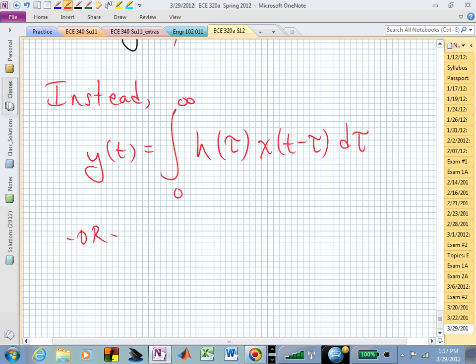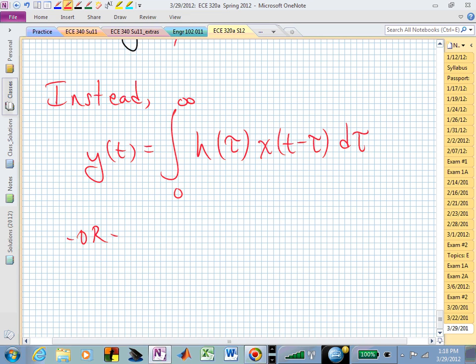What in the world does that mean? Well, what's the independent variable in x of t minus tau? It's the tau. So when we flip something, we flip it around the vertical t equals 0 axis. That's the flip. And the slide is on the t variable, and we slide t all the way from minus infinity all the way up to plus infinity. So that's the flip and slide for x. We need to flip it and slide it through to find the answer.